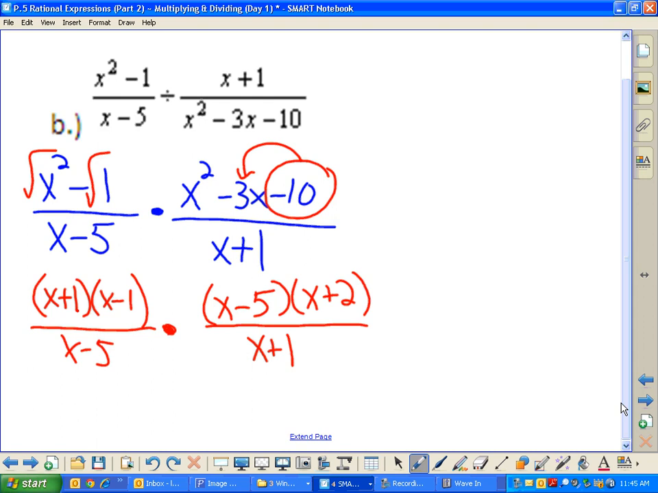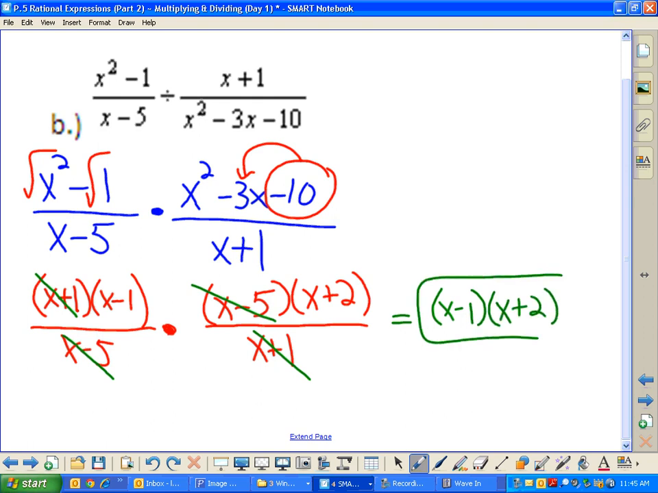Does anybody have any questions on how I factored any of that first? Good. Okay, so right now, x plus 1 and x plus 1 factor, and then x minus 5 and x minus 5 factor. So what we get is x minus 1 and x plus 2 as your final answer when you multiply straight across.